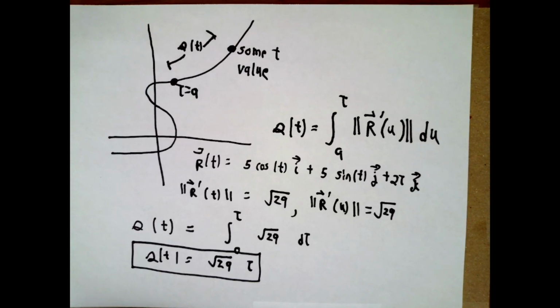When I integrate, I get s of t is radical 29 times t. If you tell me a t number, I can put it into this formula and tell you how much arc length you've traveled. Conversely, if I solve this equation for t, I can do this. Tell me how far I've traveled, and I'll tell you the t number that went with it.